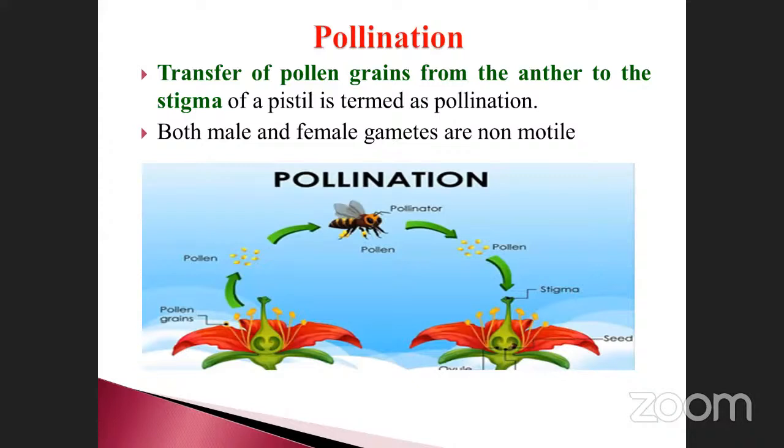Okay, so up to this level, what are the things we studied? First, the parts of the flower, and the anther: how it is produced, microsporogenesis, the microspore, the structure of the anther, the inner side, and the changes which occur. All those things we studied.